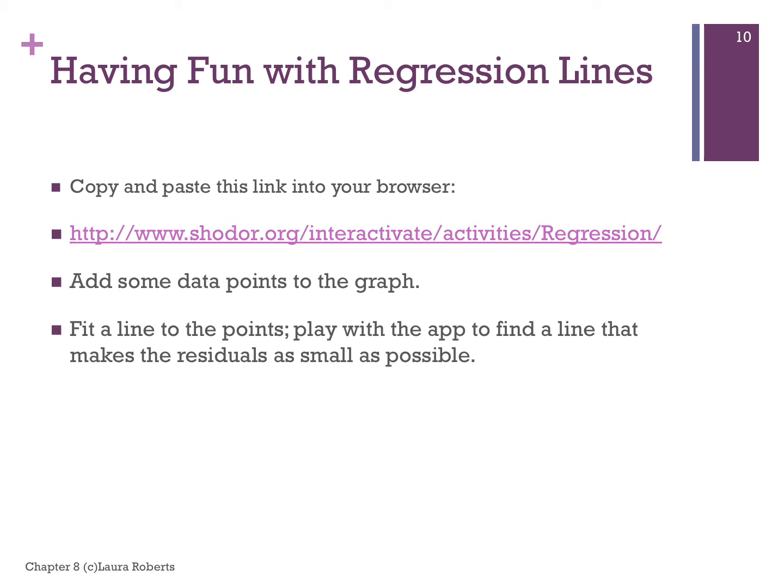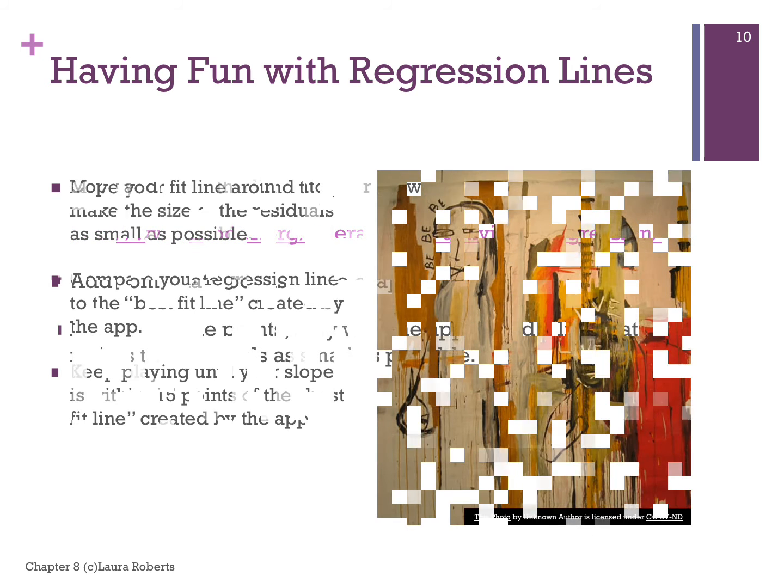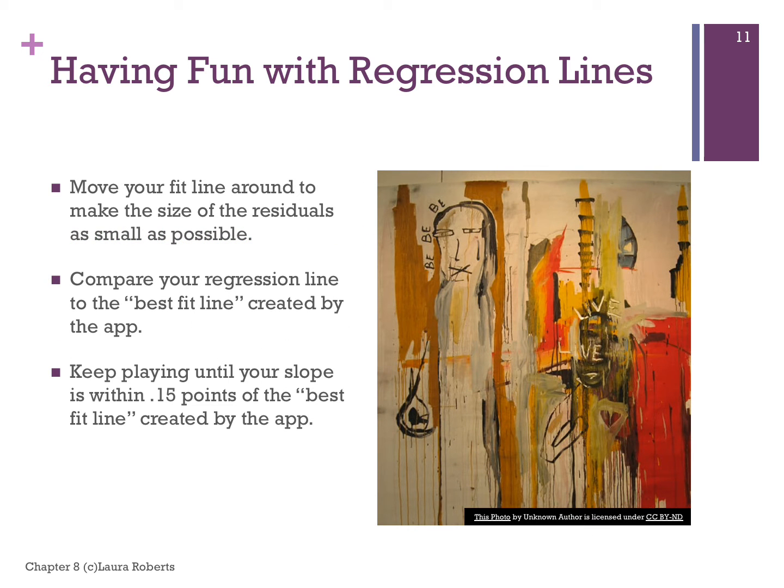So we're going to fit a line to the points, and we're going to play with the app to find a line that makes the residuals as small as possible. So move your fit line around to make the size of the residuals as small as possible, and compare your regression line to the best fit line created by the app. Keep playing until your slope is within 0.15 points of the best fit line created by the app.